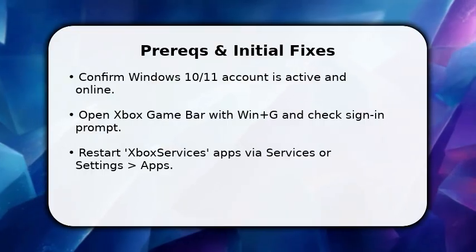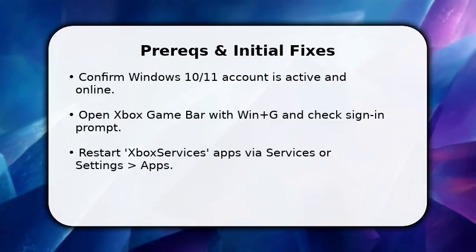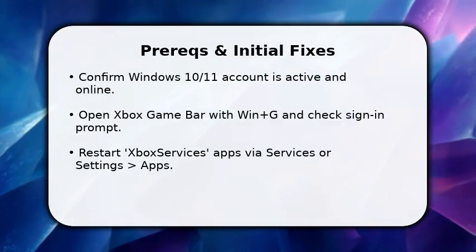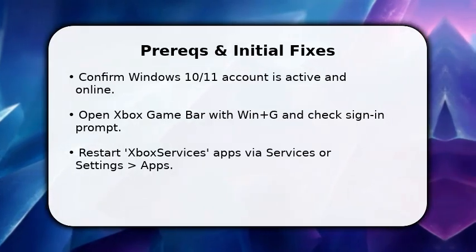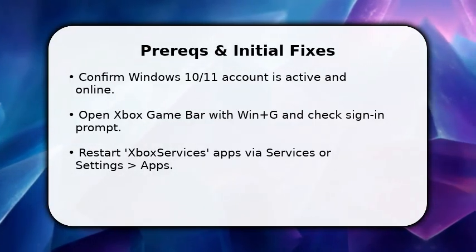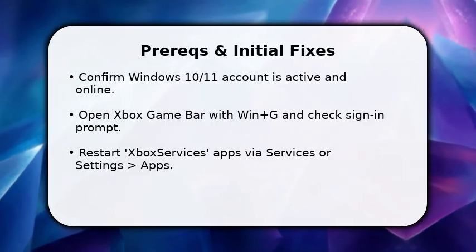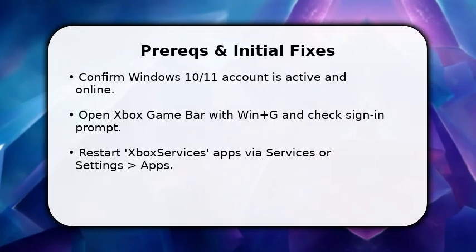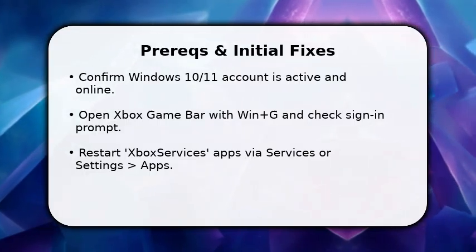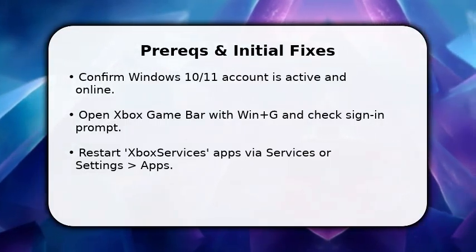You'll start by confirming your Windows account is active and connected so sign-in tokens can refresh. Next, open Xbox Game Bar with Win plus G and trigger the sign-in prompt. This forces the app to surface auth errors. If that fails, restart Xbox-related services and apps, use services or settings apps to stop, and relaunch Xbox services processes.